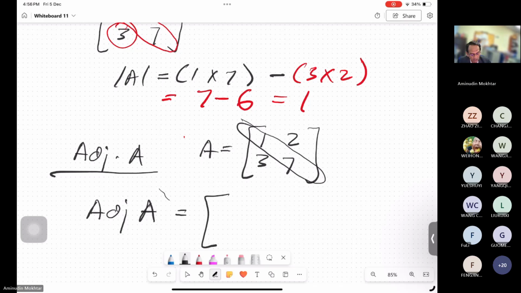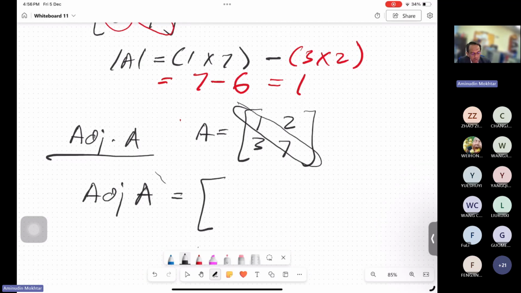For the main diagonal, we change the position of the first and the second element. The first element of the main diagonal is 1. The second element is 7. We just change the position from 1, 7 to 7, 1. Change the position only. And how about the rest? 3 and 2: there is no need to change their position.